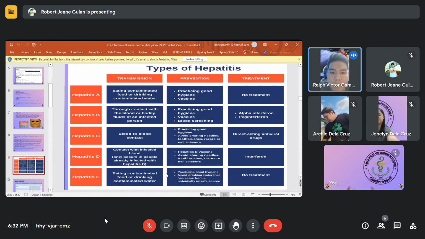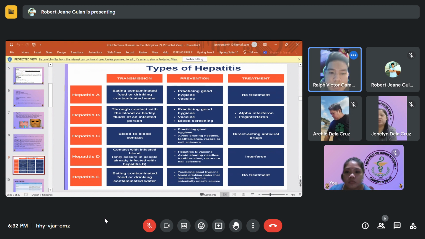So the types of hepatitis, including the transmission, the prevention, and the treatment. The first one is hepatitis A. For the transmission, it is caused by eating contaminated food or drinking contaminated water. The prevention: practice good hygiene and, of course, vaccines. For the treatment, there is no treatment for hepatitis A.